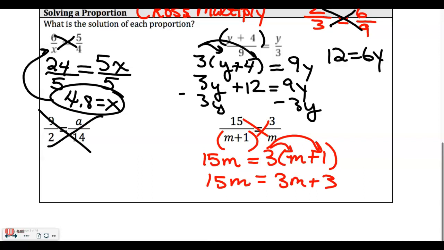And maybe I'll ask one of the Logans, who both aced their quiz, by the way. What do I do next? If you can't hear on the recording, he said, take away the 3m. I'll take it. What do I get? 12m equals 3. Be careful on this, because a lot of times if I were to walk around the room, I'll see lots of 4s. So be careful with that, all right? It's not 4, what would it be? 1/4, right?